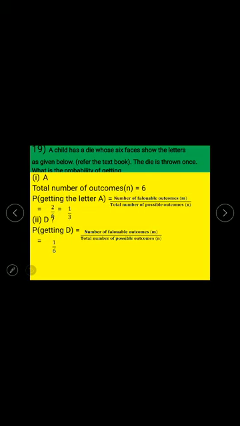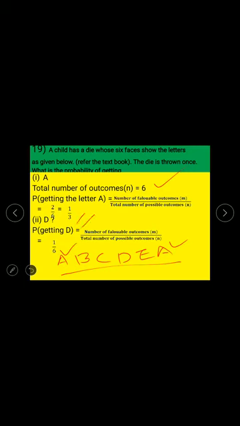Question 19. A child has a die whose 6 faces are shown below. Look at the question there. There are 6 faces. The first one is A, second one is B, third one is C, fourth one is D, fifth is E and sixth is A. How many are there? 6 are there. The number of possible outcomes is 6. Probability of getting A: out of these 6, how many are A? 2 are there. So 2 by 6, cancel by 2.